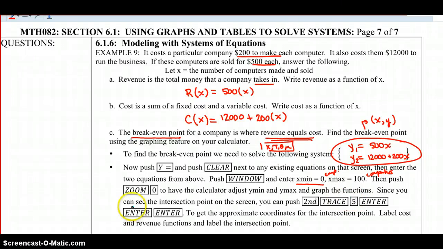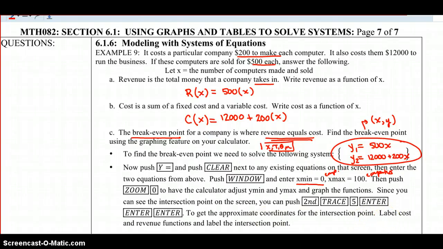Okay. So now you should be able to see the intersection point on the screen. So you can push second trace 5 for the intersect feature. The calculator is going to ask you a series of 3 questions, which we can just keep hitting enter to get by. So enter, enter, enter. And to get the approximate coordinates for the intersection point.